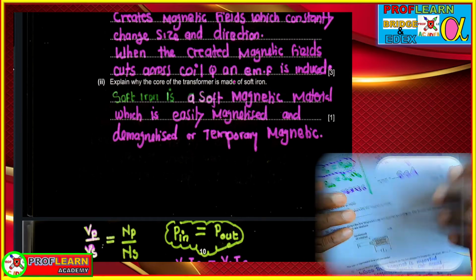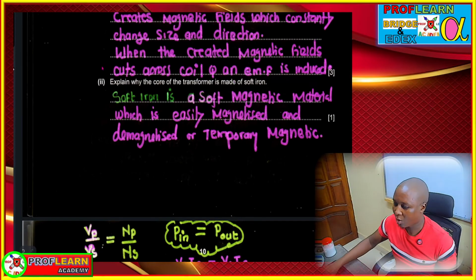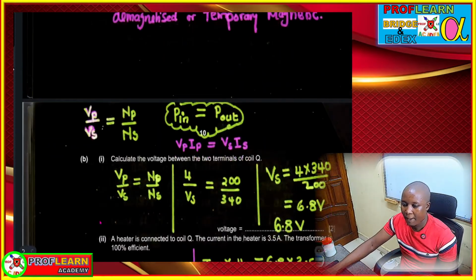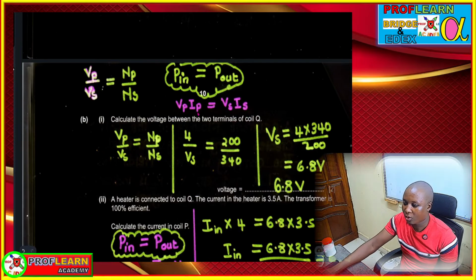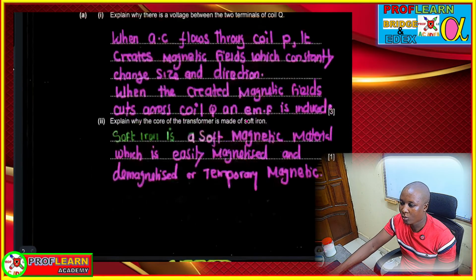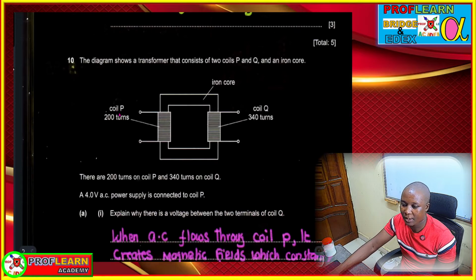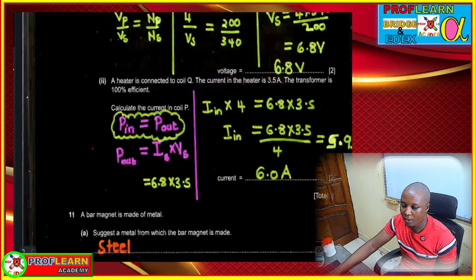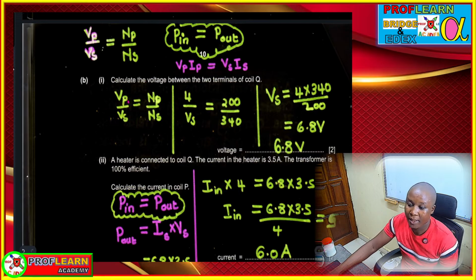So we are going to see how we can use this formula to work out questions as follows here. Calculate the voltage between the two terminals of Q. We have number of turns in P and number of turns in Q is 340, and also we are told voltage in P is 4 volts, so we can say voltage in the primary coil over voltage in the secondary coil is number of turns in the primary coil over number of turns in the secondary coil.